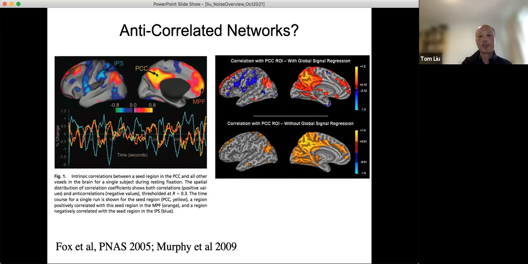And so the idea was, if you don't do global signal regression, then you don't really get these two nice networks. You don't see these anti-correlated networks. And so that was a debate that raged for a few years.